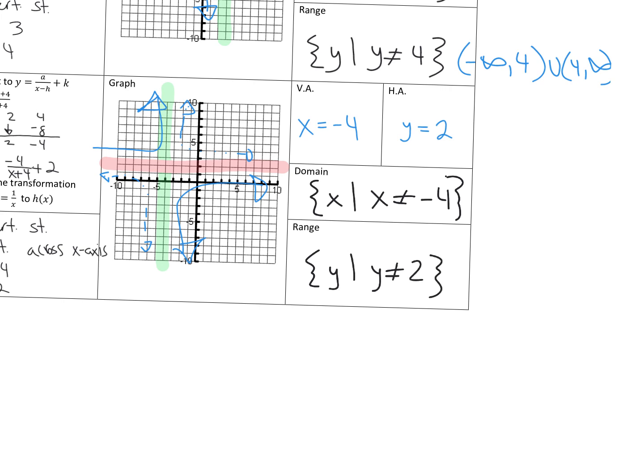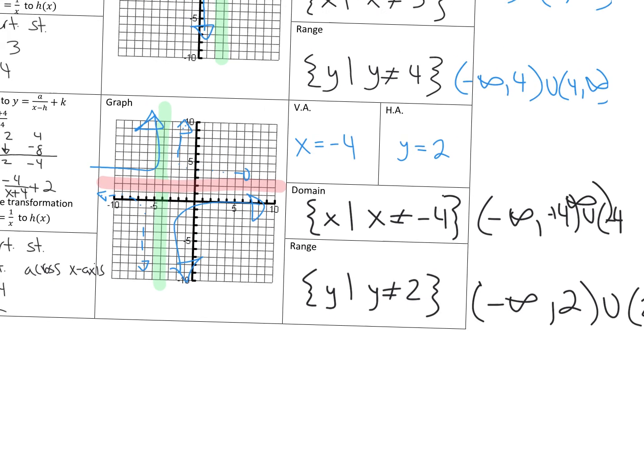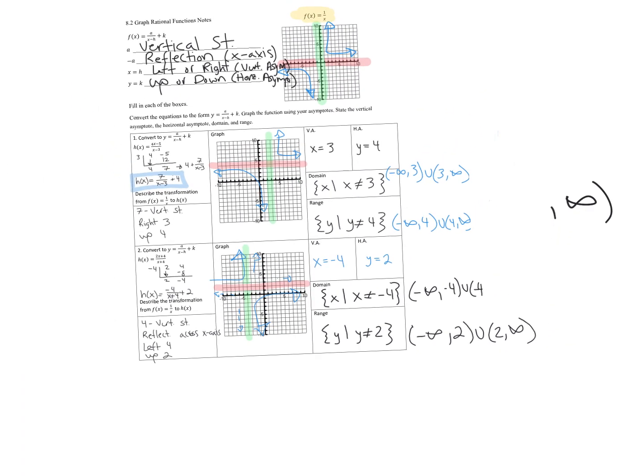Now, you could also do the interval one where it goes from negative infinity to negative 4. And then from negative 4, oh, forgot my union. And then from negative 4 to positive infinity. And then for the range, you would say from negative infinity to 2, union from 2 to positive infinity. And there you go, guys. And so that's how you would utilize and describe the transformations of a rational function.